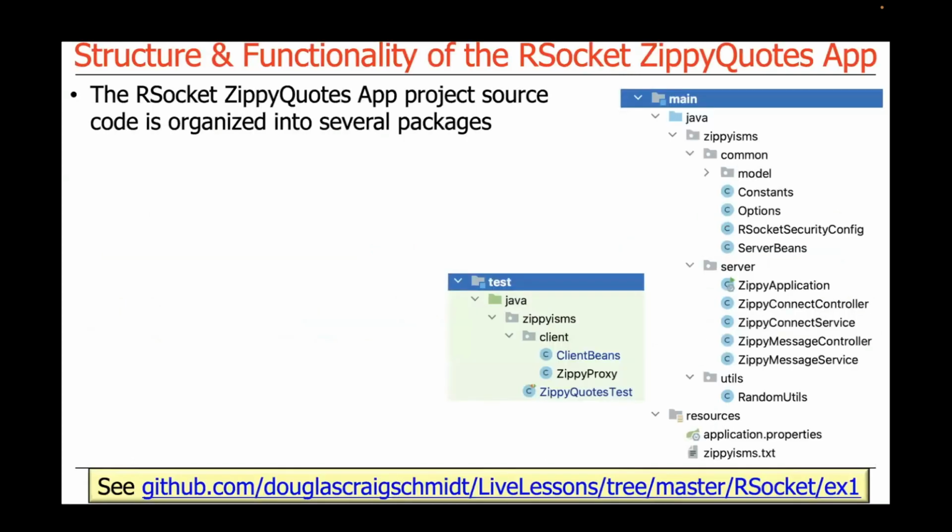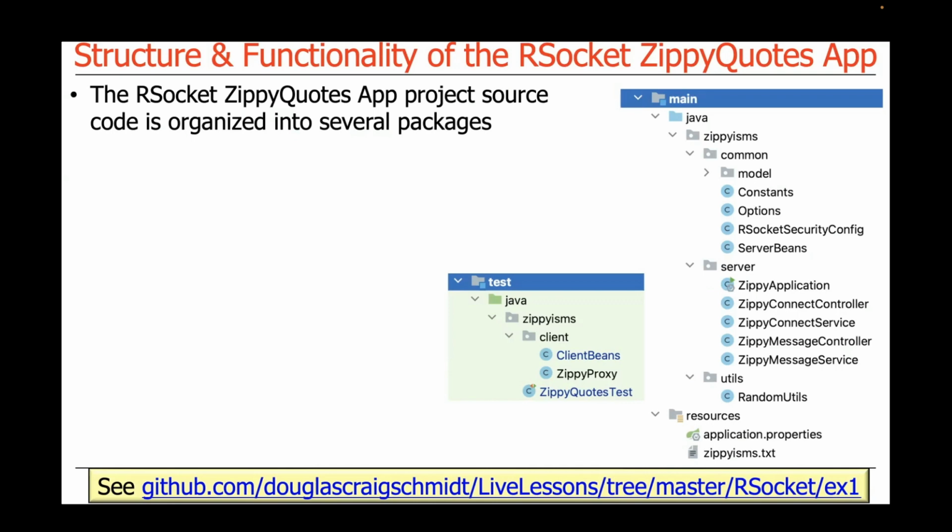So how is this thing organized? This shouldn't be too surprising because it looks quite a bit like our other Spring projects. We have a main module, and we have, well, I guess it's really a folder, a package, and a test package. They're not separate modules. They're all part of the same module.